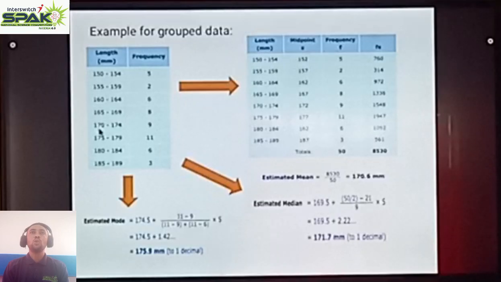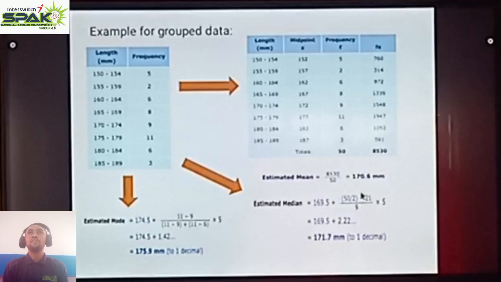So this lower class, 170, we will now subtract 0.5 from this. Then that gives us 169.5. That's where we have the lower limit. You can see the lower limit is 169.5. Then our n over 2 is this.